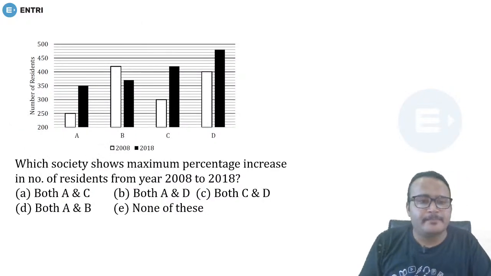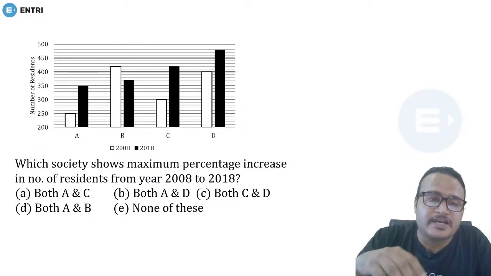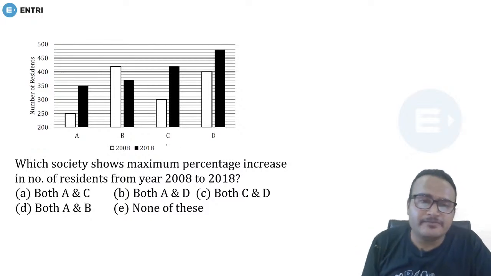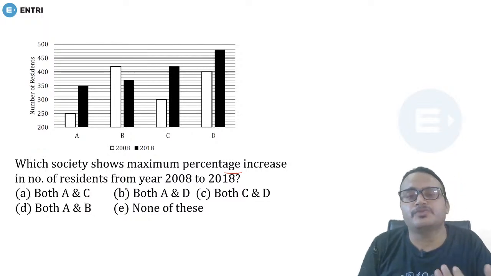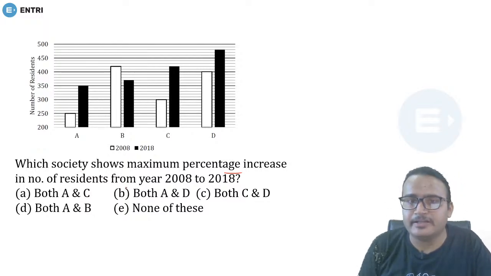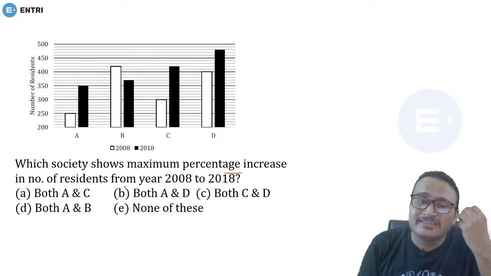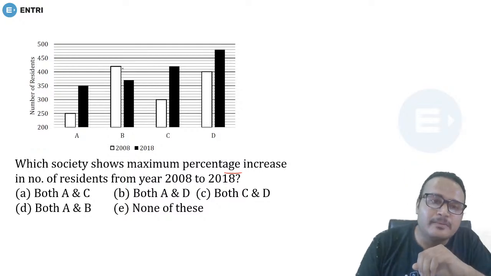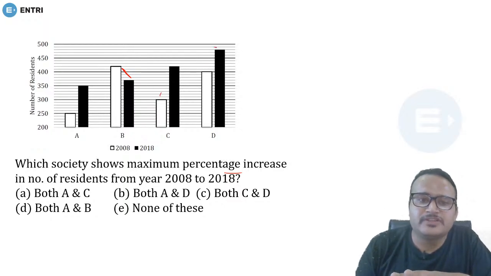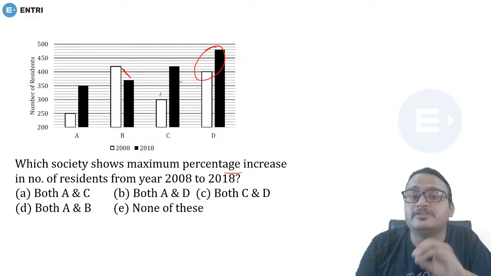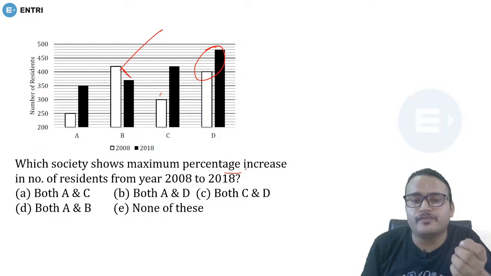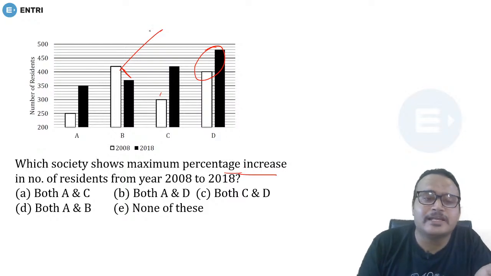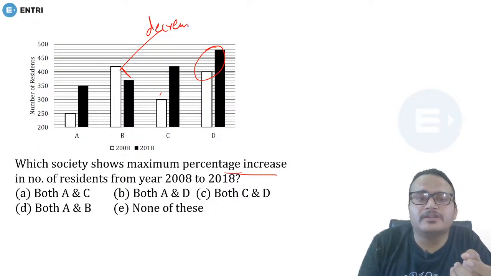And the next question. So these are the type of questions, guys. We need to find the society which shows the maximum percentage increase in the number of residents from 2008 to 2018. So obviously we need to find the maximum difference. If you see, guys, this is not the maximum difference, although this is the minimum difference, and this is a decrement, not an increase. We need to find the increase. This is not the increment, rather this is the decrement.